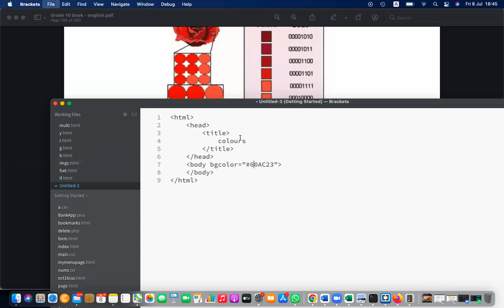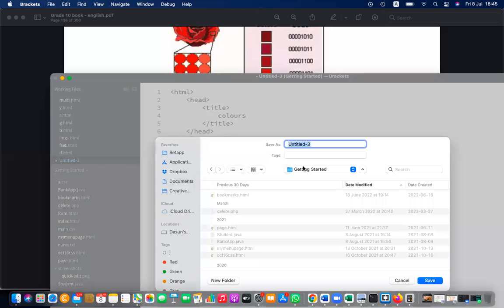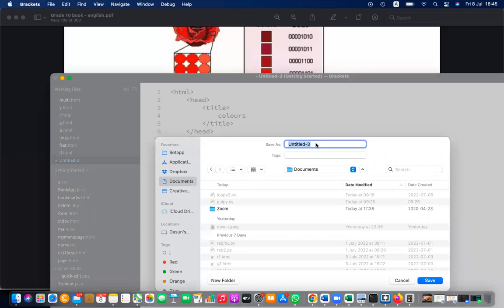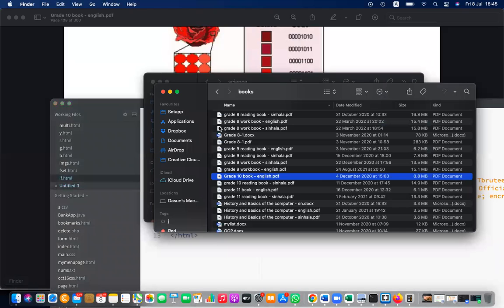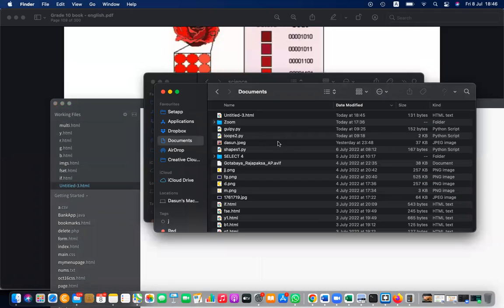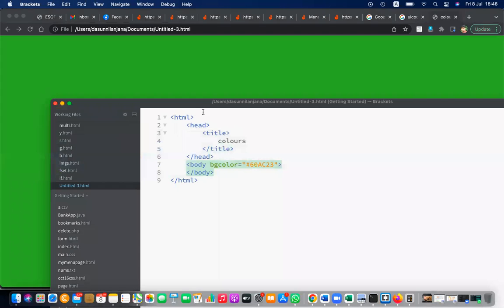So when I save this as an HTML page in my documents, let me save it as something.html in the documents, and let me open the file now by going to the documents. So this is it, and you can see the page color is green. So likewise, now you can change the color.